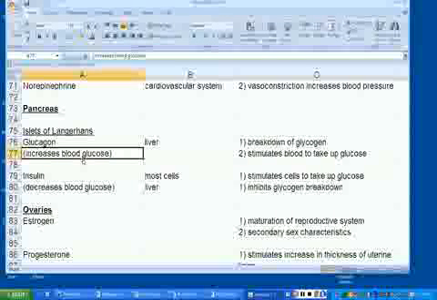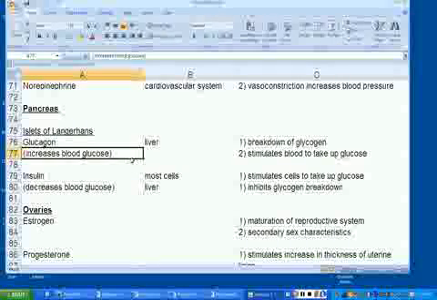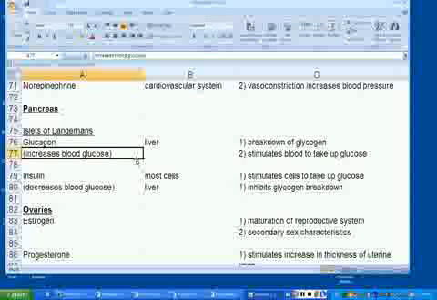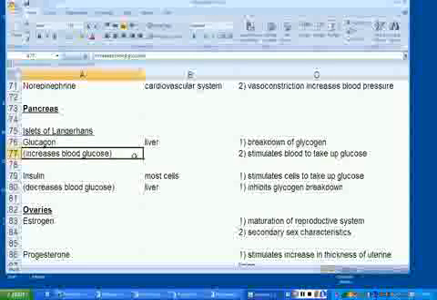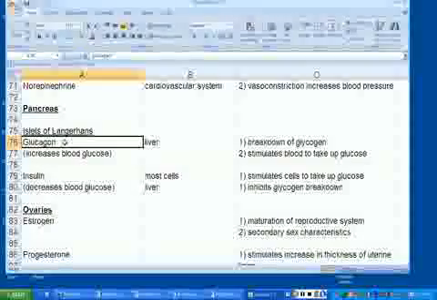Can you see how it would be very difficult if you forgot the difference between glucose and glycogen to know what's going on there? Real important words there. Oh, but that's not enough. Name the hormone that breaks down glycogen that raises blood sugar levels. Glucagon.